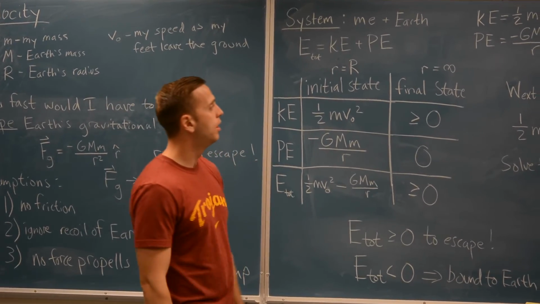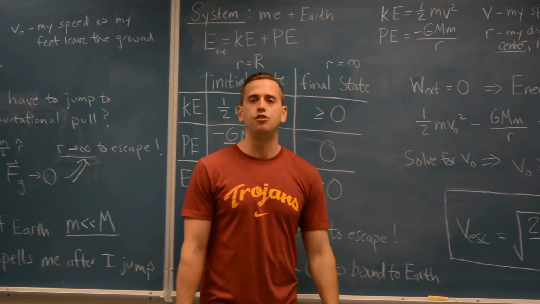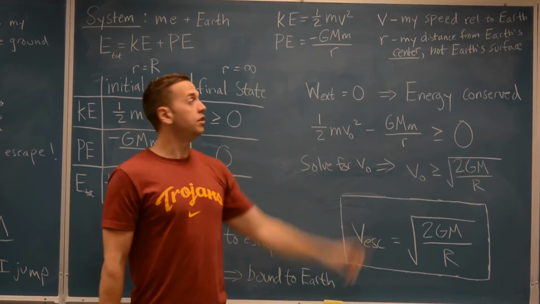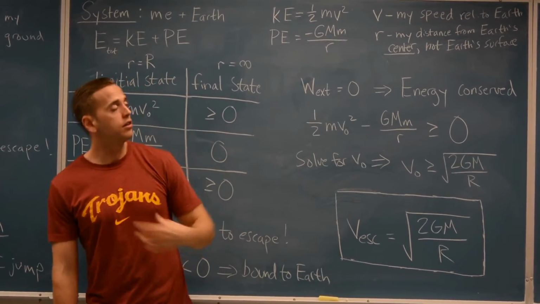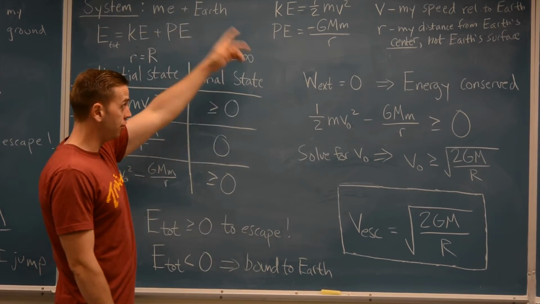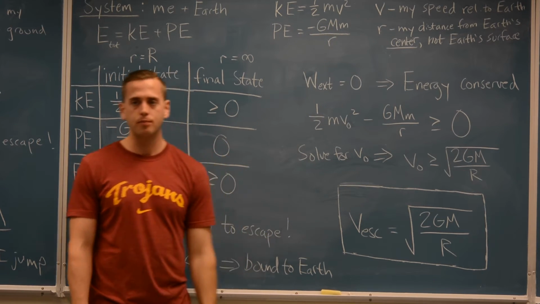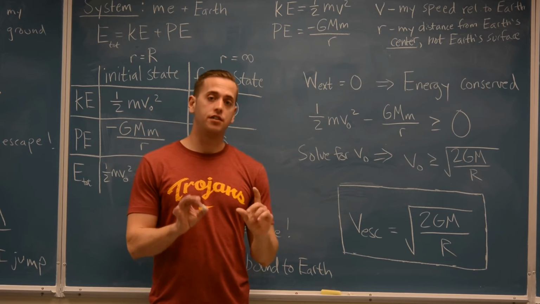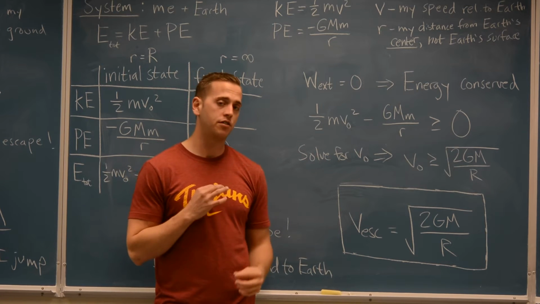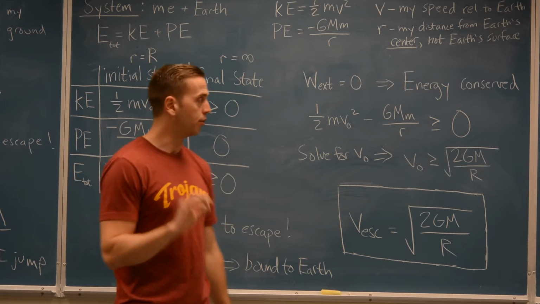Okay? So, since the only thing in this system that's moving is me, there's just one kinetic energy term. It's equal to 1/2 lowercase m v squared. In this case, lowercase m is my mass, v is my speed. That's the kinetic energy term. And the potential energy term is negative G capital M lowercase m over lowercase r. Again, lowercase r is the distance between me and the center of the Earth. Okay? So it's not the distance between me and the surface of the Earth, it's the distance between me and the center of the Earth. That's an important thing to know.